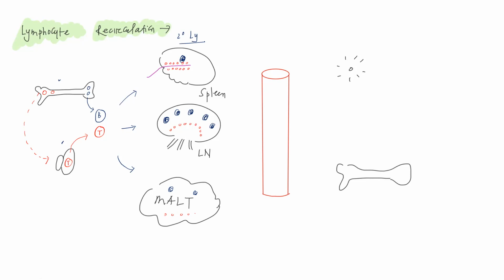Okay, and once they are exposed to antigens and activated, the B lymphocytes will produce plasma cells. These plasma cells are going to produce antibodies, and these antibodies will go to the site of infection to mount an immune response against the antigen or against the microbe.